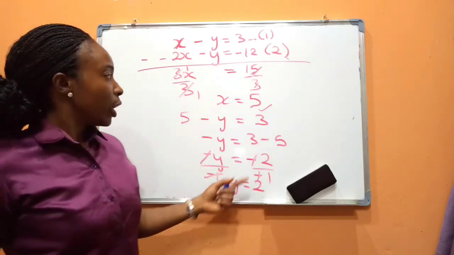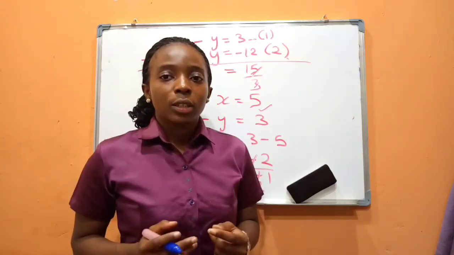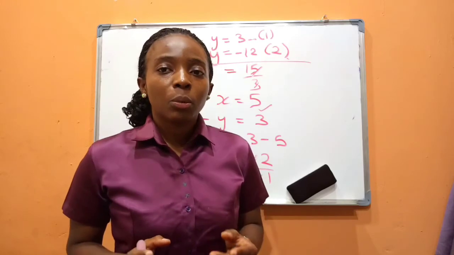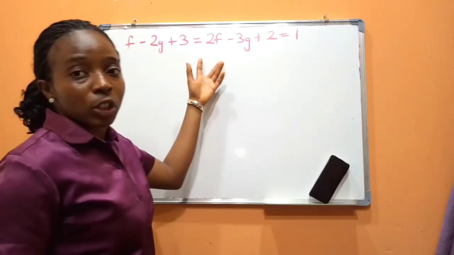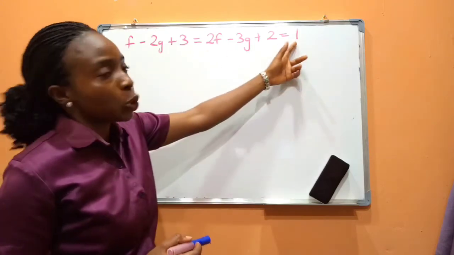So this is what we have. We have the values for x and y. We've succeeded in getting it. Let's look at something much more complex. When you're given something like this, how do you handle it? All you do is equate each of them to 1, alright?